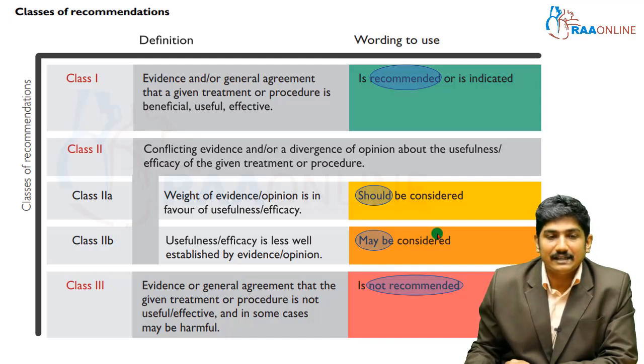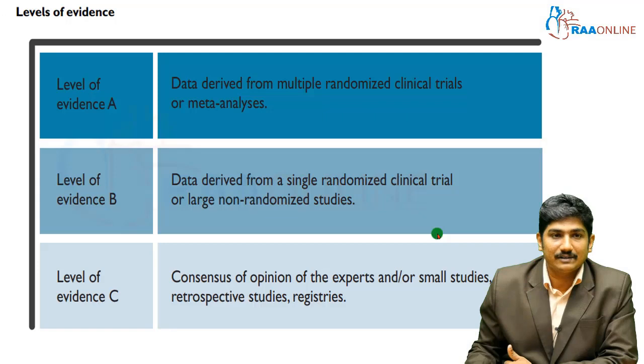Class 3 is evidence or general agreement that the given treatment or procedure is not useful, in some cases may be harmful, so it is actually not recommended. So, when you see class 1, it's recommended, class 2A should be considered, class 2B may be considered, class 3 not to consider, okay. These are the classes of recommendation.